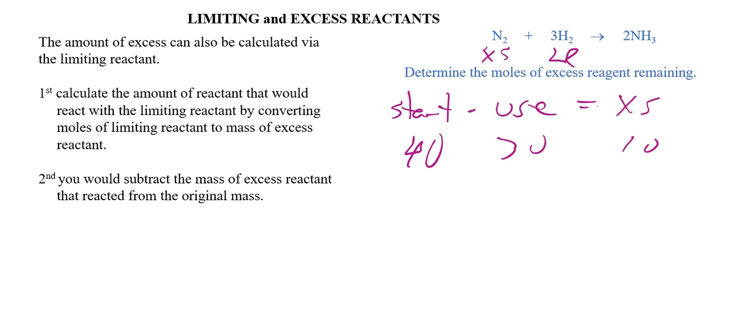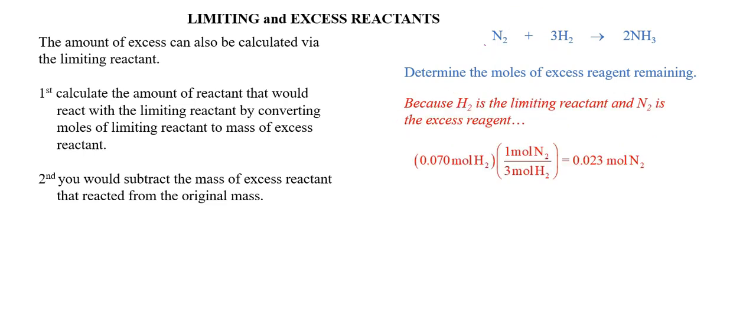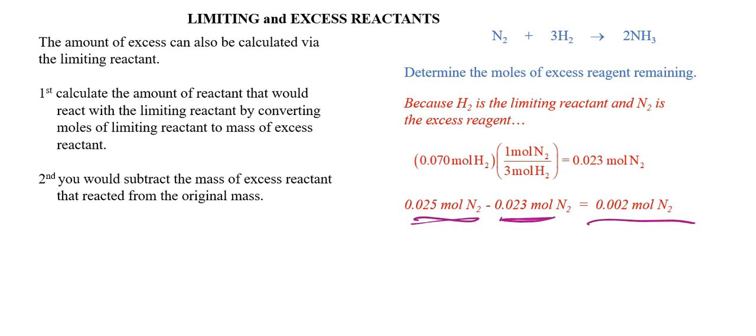Well, how do you know how much you're going to use? Well, convert moles of limiting reactant to moles of the excess, and that will tell you how much you're going to use. So let's just see that. All right, because H2 is limiting reactant, N2 is the excess, let's convert that. This says 0.023 moles of nitrogen would react with limiting reactant. Well, we had 0.025 moles. That's what we started with. This is how much we used. That's the difference. So you'd have 0.002 moles of nitrogen left over.